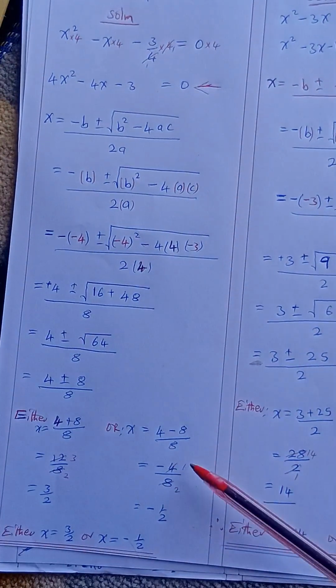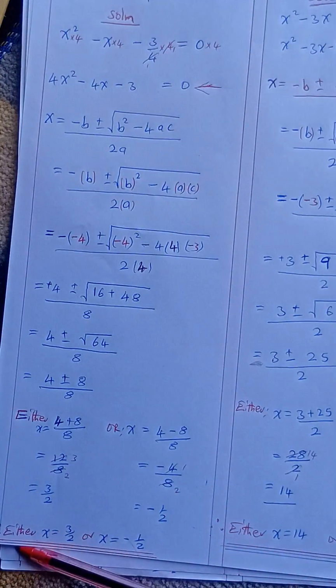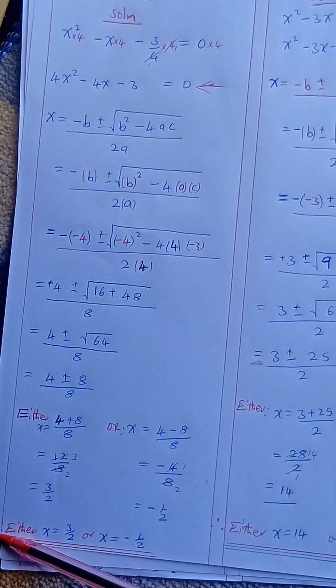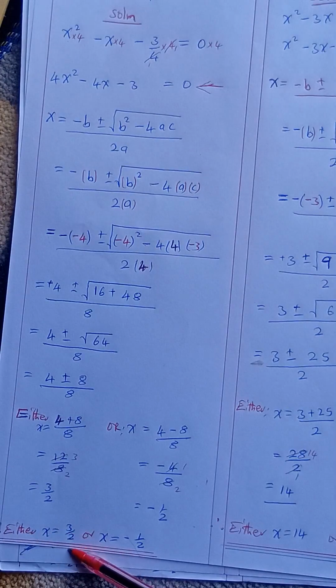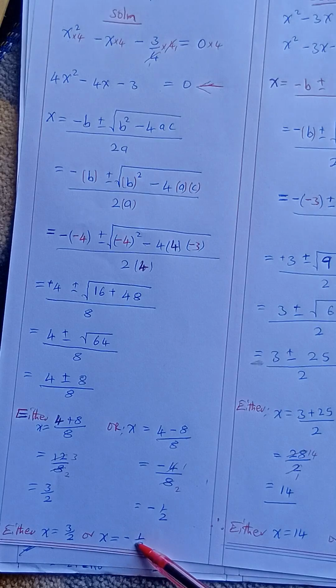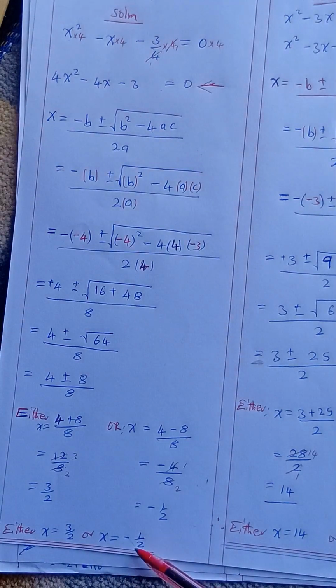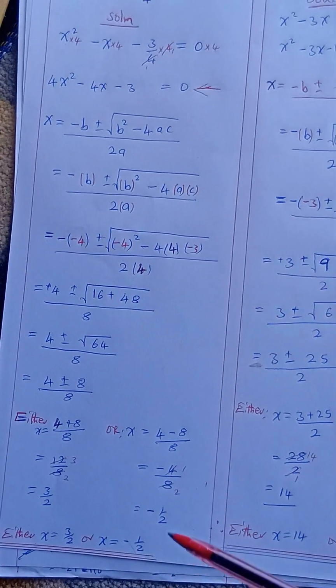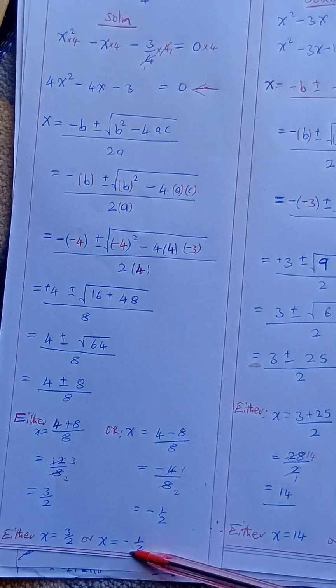So now, let us look at the conclusion. Here we're saying, therefore, either x is equal to 3 out of 2, or x is equal to negative 1 out of 2. But as well, you can also write the final answer in decimal. All of them are acceptable.